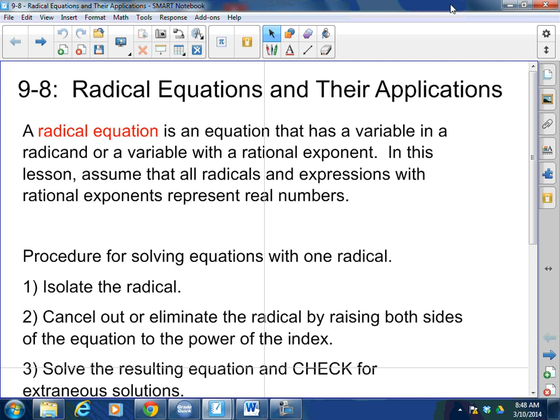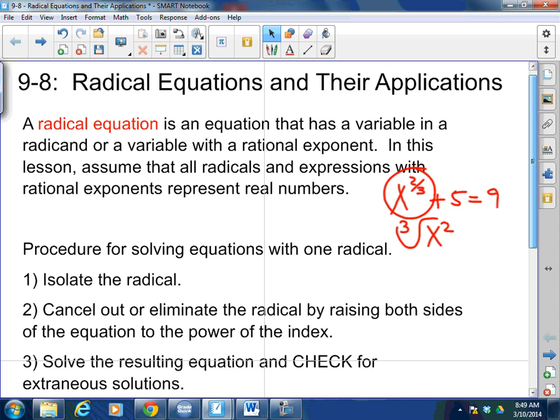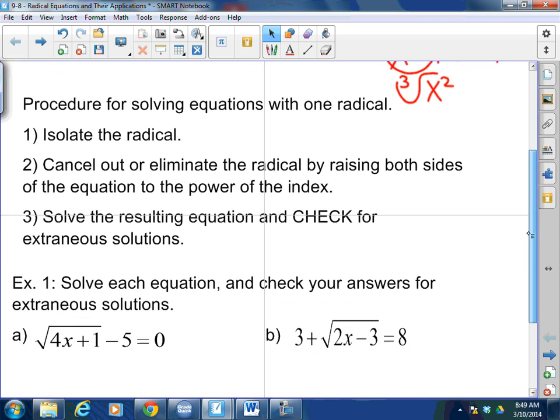A radical equation, though, is an equation that has a variable in a radicand or a variable with a rational exponent. Remember, if I have like x to the 2/3 plus 5 equals 9, remember that's the cube root of x squared. So I can put it in radical form, or I can put it in exponential form. In this lesson, we are going to assume that all radicals and expressions with rational exponents represent real numbers, okay? Now, because we're going to also learn about the complex number system soon, so this is dealing with real numbers.